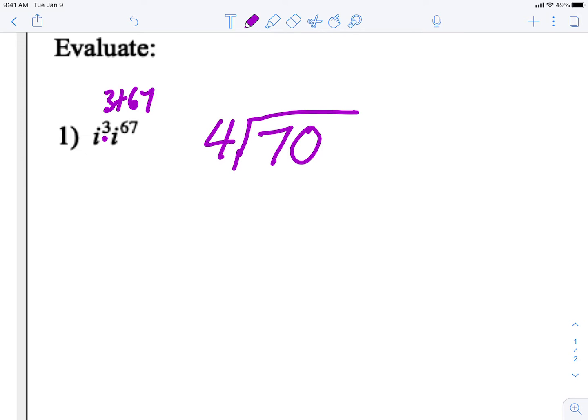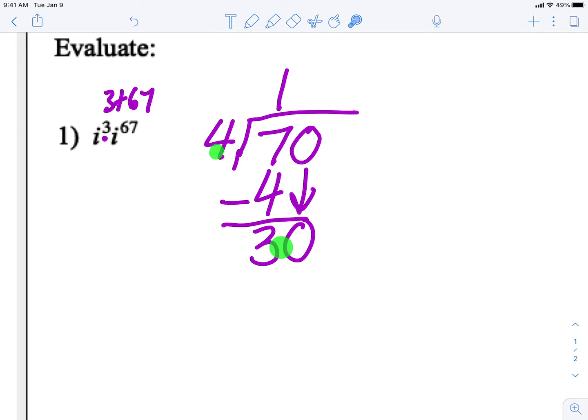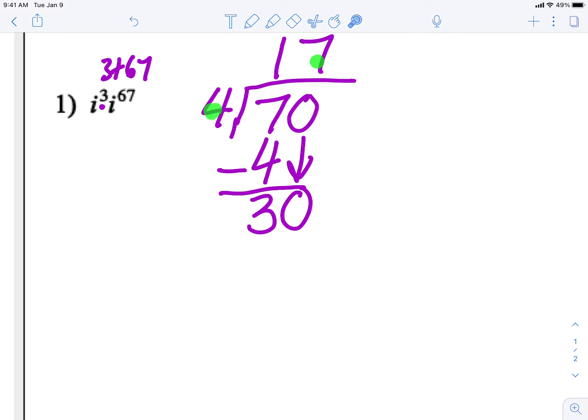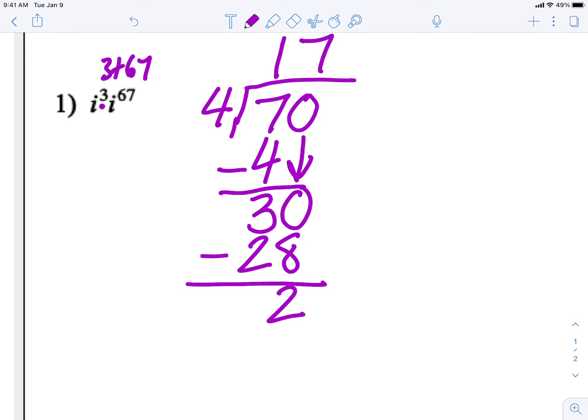So now I'm going to do some old school division. How many times does 4 go into 7 without going over? And that's 1. 4 times 1 is 4. 7 minus 4 is 3. I bring down my 0. Then I ask myself, how many times does 4 go into 30 without going over? And that's 7. Right? 7 times 4 is 28. And 30 minus 28 is 2.